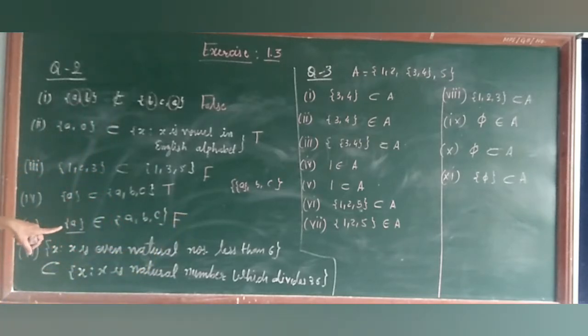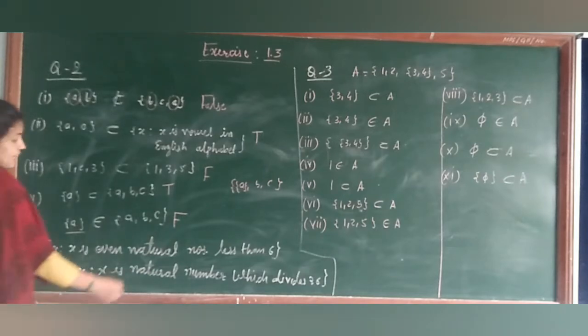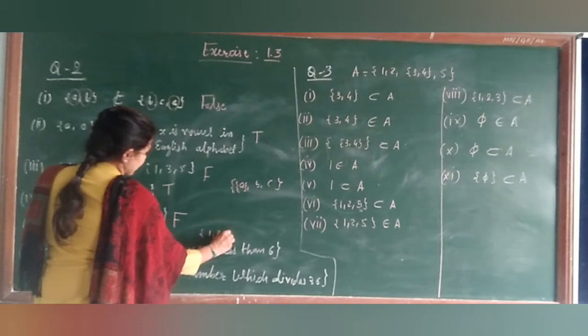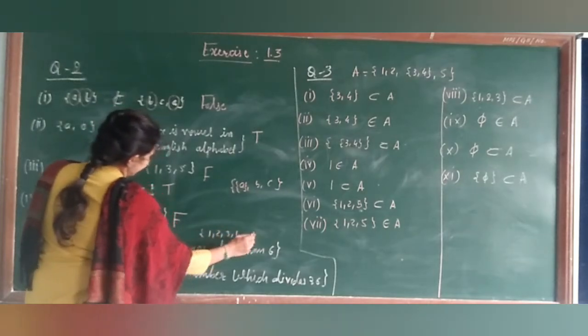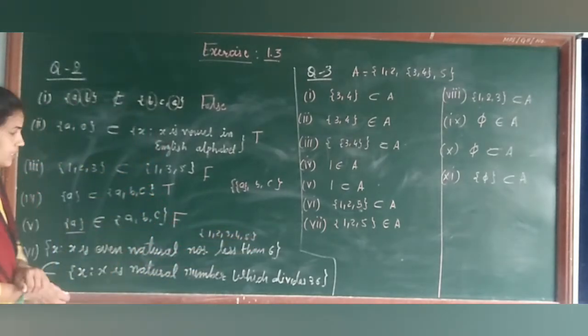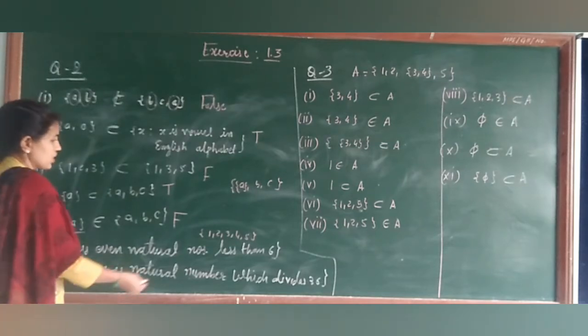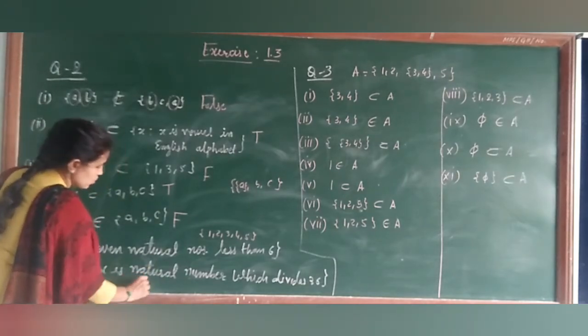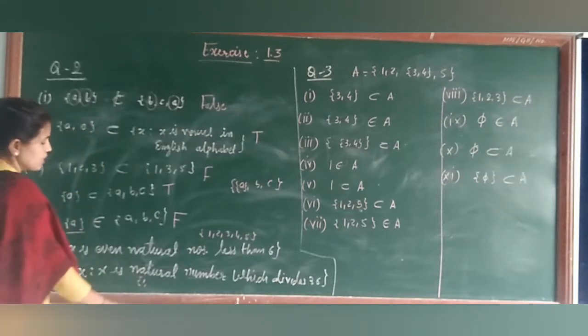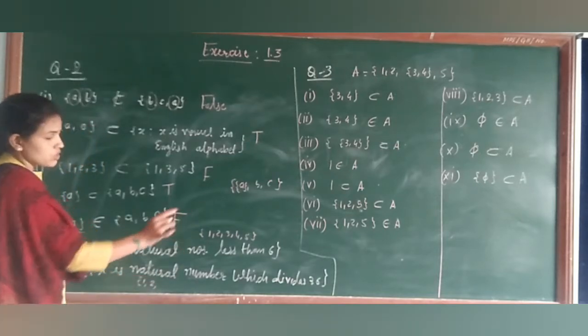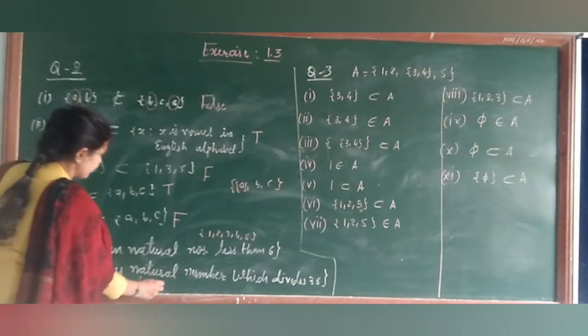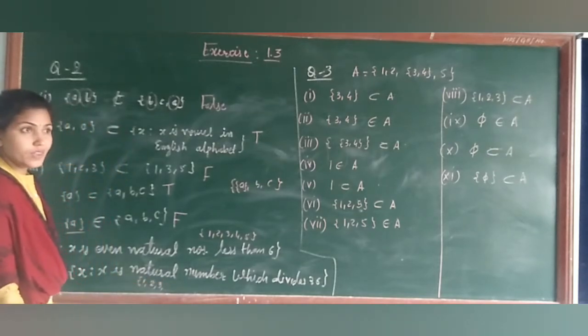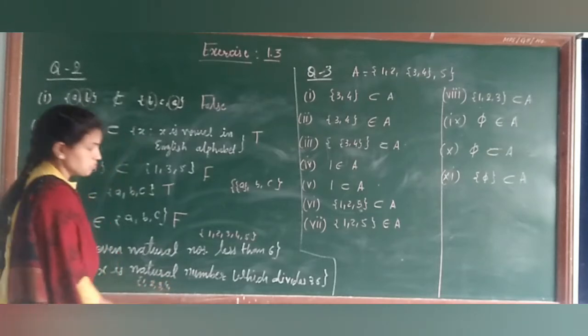X is the even natural number less than 6 and X is the natural number which divides 36. So find out the even natural numbers which are less than 6. It is of 1 to 5, right? And find out the elements which divide 36. So 1 will divide 36. Yes. 2 will divide, yes, because it is a 6. Then 3 will divide. Yes. 4, yes. Then 5.